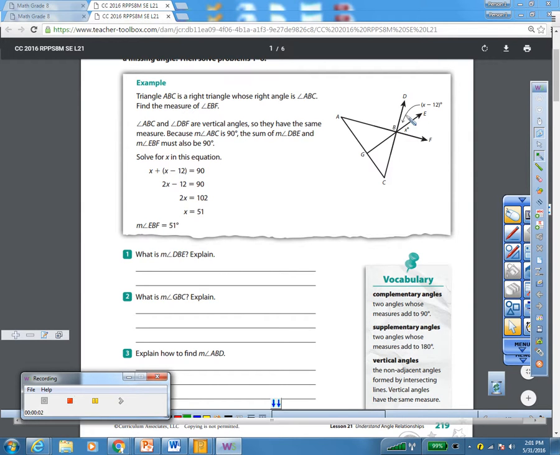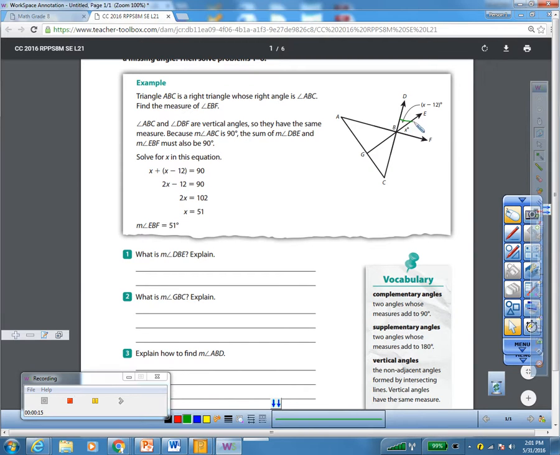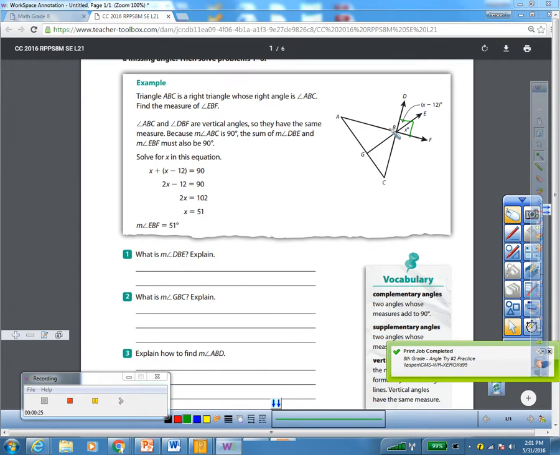So we're going to start today with number 1, and you've already looked at the example. If you've seen in the example, go ahead and mark that this is a 90-degree angle. That's going to help us as we solve. Number 1 says, what is the measure of angle DBE? And explain. So here's angle DBE. We're trying to find this little angle right here.